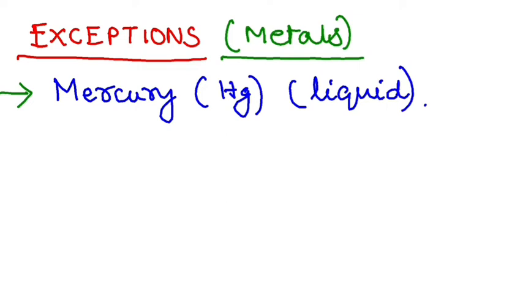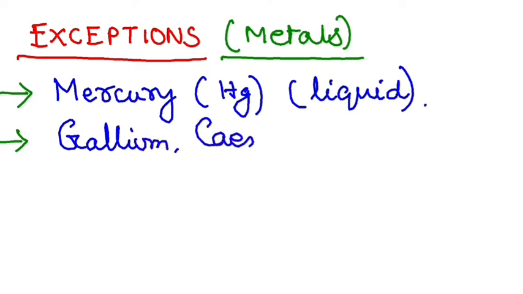Next point is regarding metals. They have a high melting and boiling point. However, there are metals like gallium and cesium, and a few more, but ultimately these metals have low melting and boiling points. All right, that is an exception.